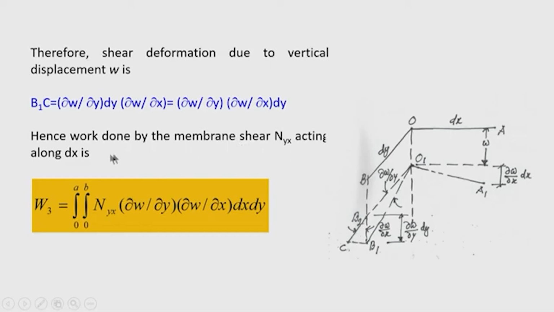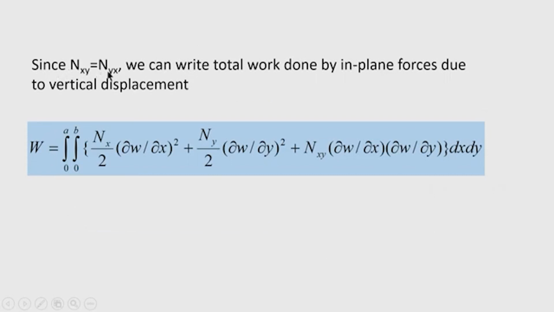Hence, the work done by the membrane shear force N yx acting along dx is nothing but N yx into del W by del y, del W by del x dx dy, and after integration over the domain we get the total work done by the membrane shear force. Okay. Since N xy is equal to N yx, there will be no difference when we write N yx or N xy. The total work done by the in-plane forces or membrane forces can now be expressed in this form: N x by 2 into del W by del x whole square, plus N y by 2 into del W by del y whole square, plus N xy into del W by del x into del W by del y, with integration.